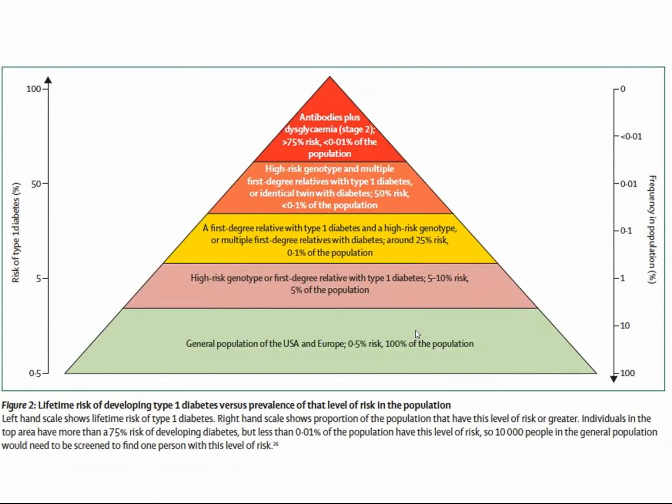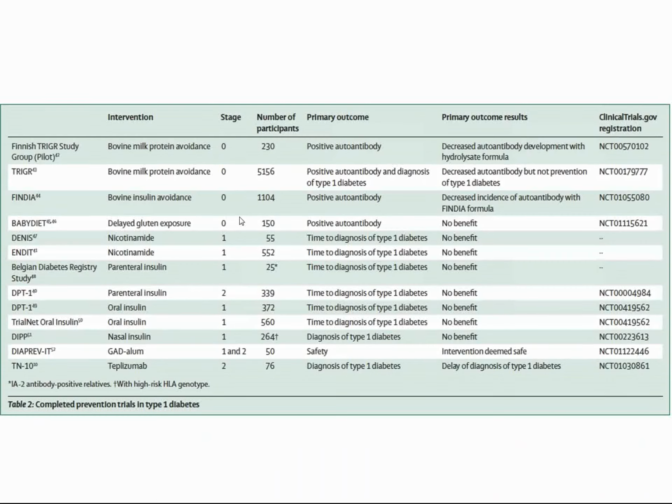And we can classify the patients in USA and Europe, and who has a high-risk genotype. Those are people that have first-degree relatives with type 1 diabetes that could perhaps be monitored, and if they have an antibody profile, then a specific treatment could be given. And then the various interventions that have been applied in various studies are listed here.